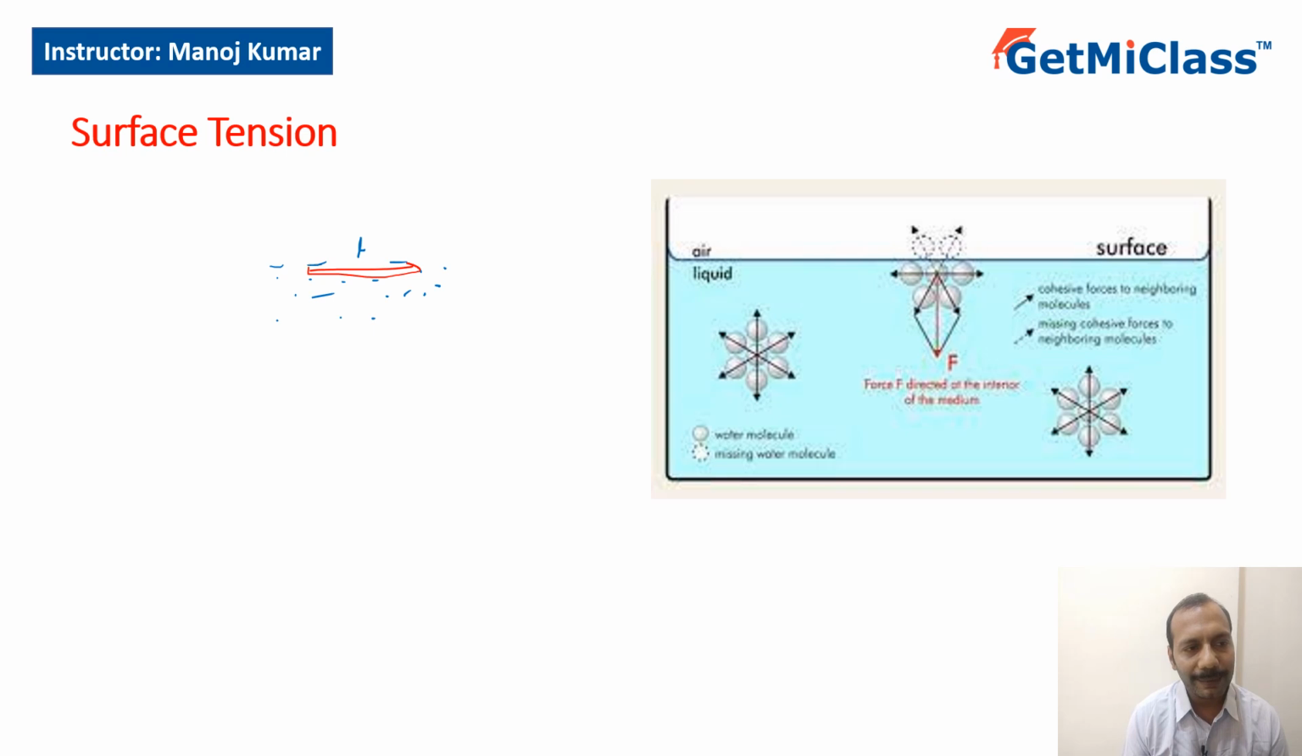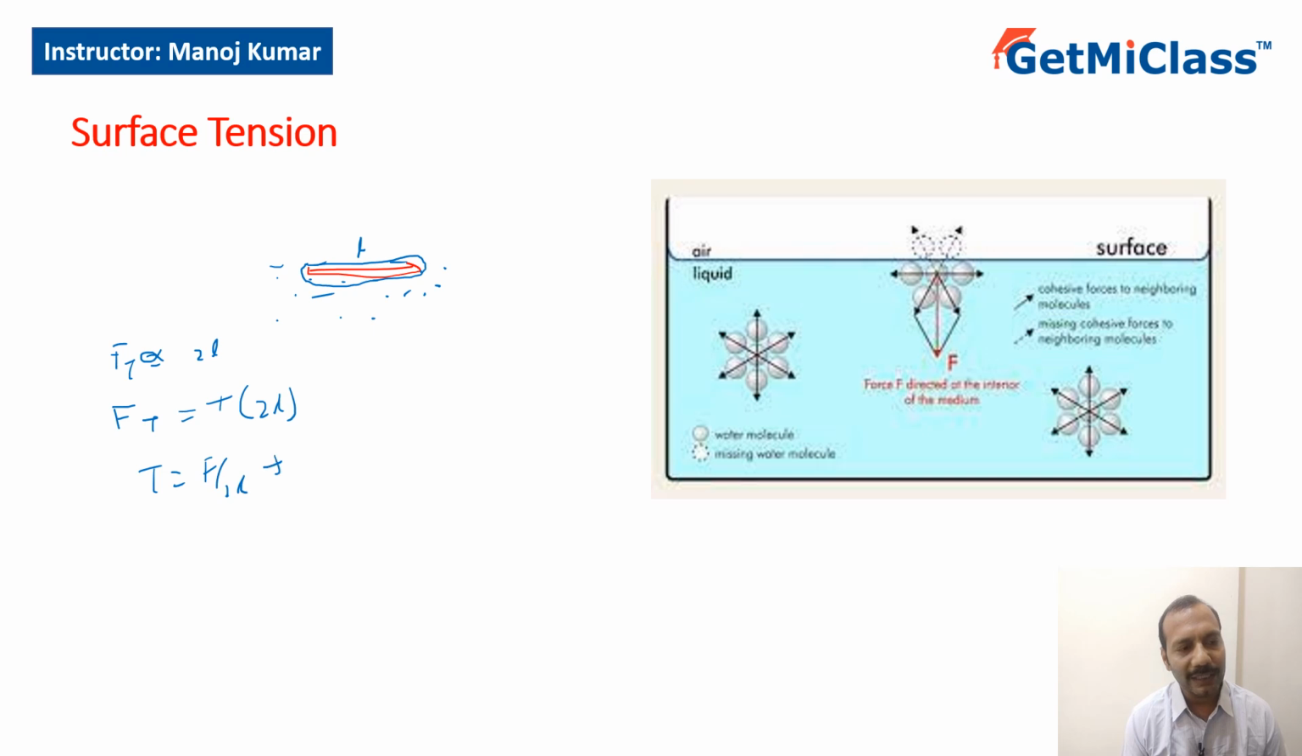Now, if I take the perimeter of the needle, I can take it to be 2L. So, this is the perimeter of the surface, the surface between the fluid and the needle. Now, if the needle is not sinking, the force acting on it is equal to weight. So, force due to surface tension should be equal to weight. Force due to surface tension is directly proportional to 2L, the length of the perimeter. You can neglect the width of the needle when compared to the length, because the width is very small. So, force due to surface tension equals T into 2L, where T equals F by 2L is known as surface tension.